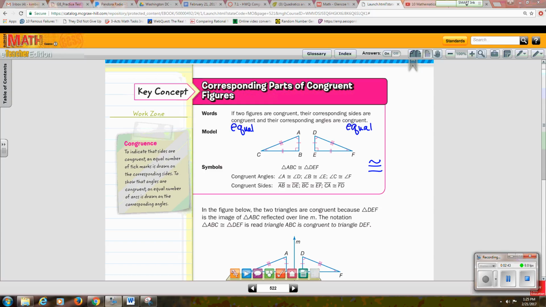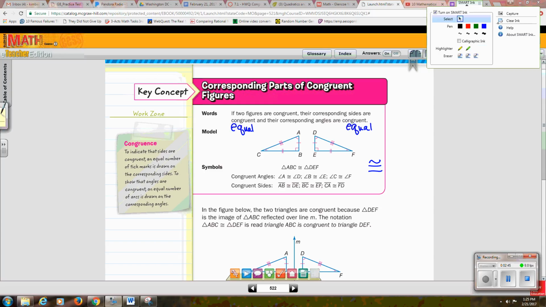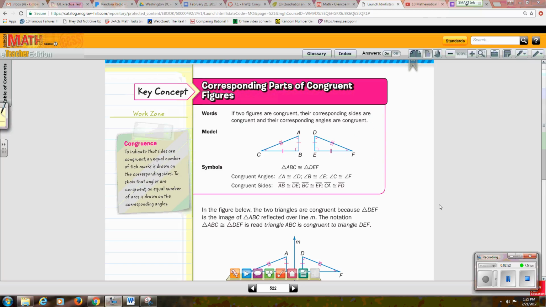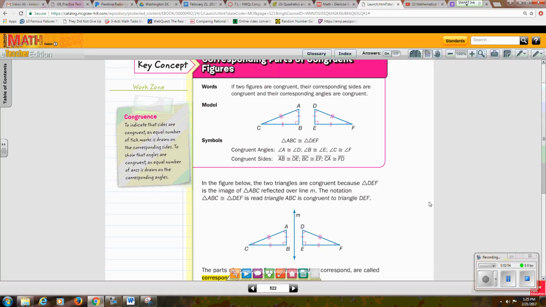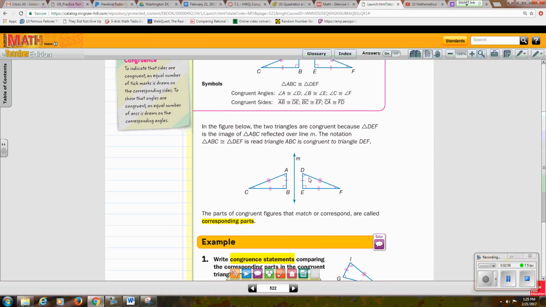So that's the key concept that we're going to use throughout the rest of this section. So I'm going to go down to example 1 and show you. It says, in the figure below, these two triangles are congruent because DEF is the image of ABC reflected over this line that lies right in the middle. We could say it's reflected, and then it would be a translation as well if we wanted to do that. But we can tell that it's congruent. We could get it there by a couple of different ways.